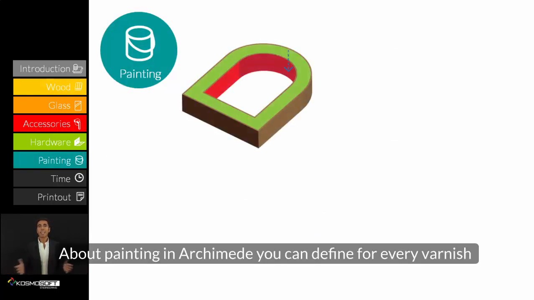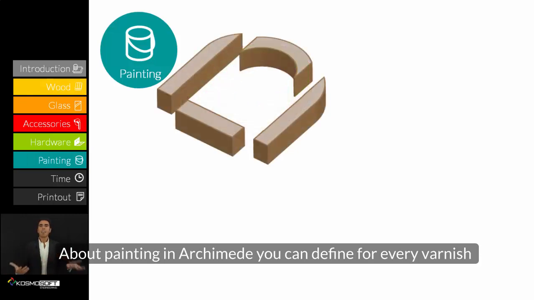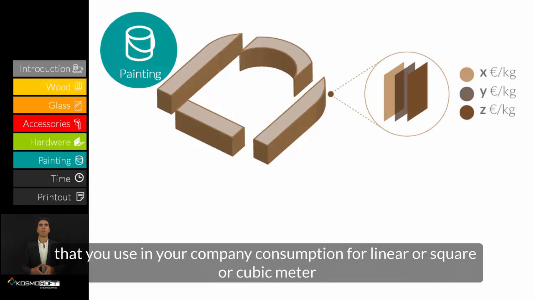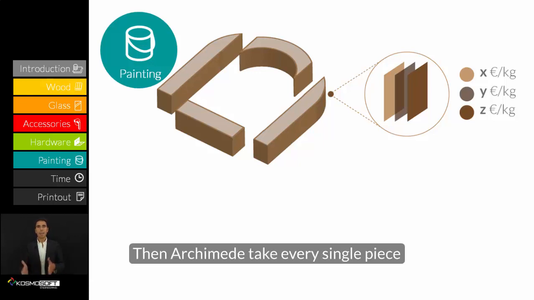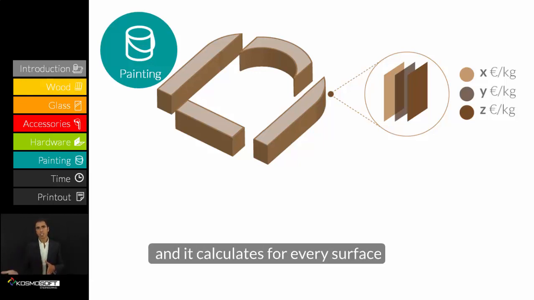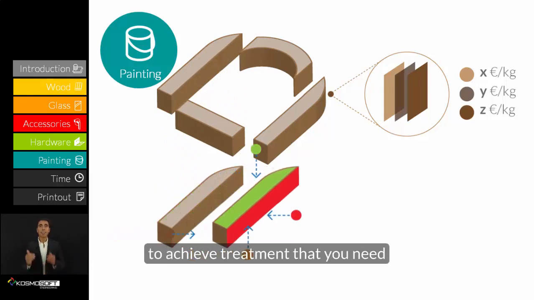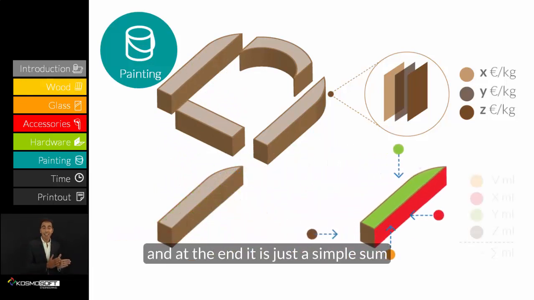About painting, in Archimede, you can define for every varnish that you use in your company the consumption per linear, square or cubic meter. Then Archimede takes every single piece and calculates for every surface the exact kilograms or liters of varnish that is necessary to achieve the treatment that you need. And at the end, it's just a simple sum.